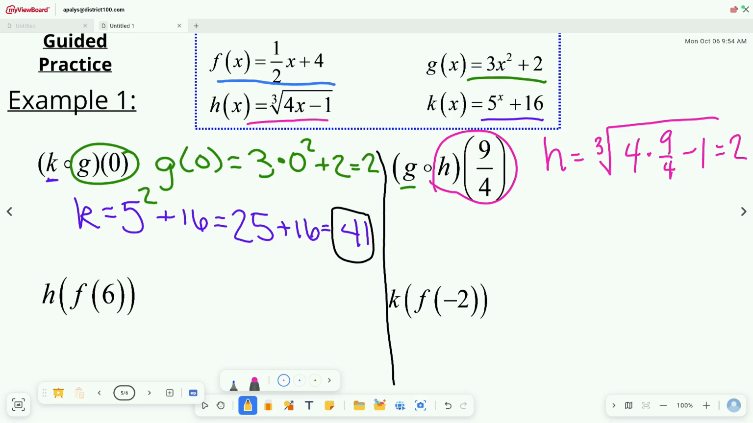So now we're going to put that into our g. The g of 3x squared plus 2. Oh, shucks. All right, we will pick up where we left off on Wednesday.